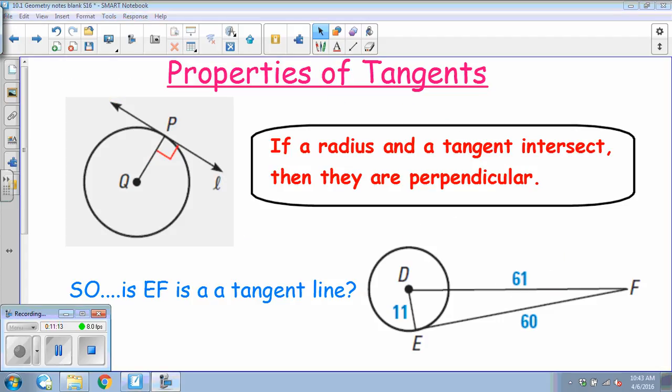Okay, properties of tangents. Here's the first one. These are simple. The two properties we're going to learn today are simple. If a radius and a tangent intersect, then they are perpendicular. If a radius and a tangent line intersect, then they are perpendicular.